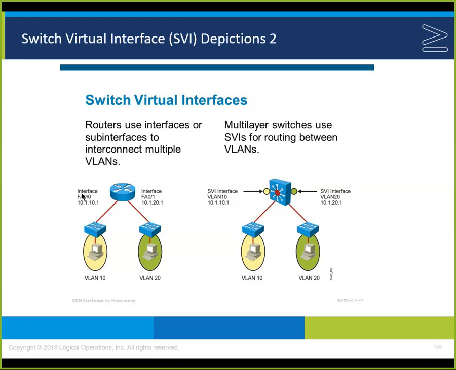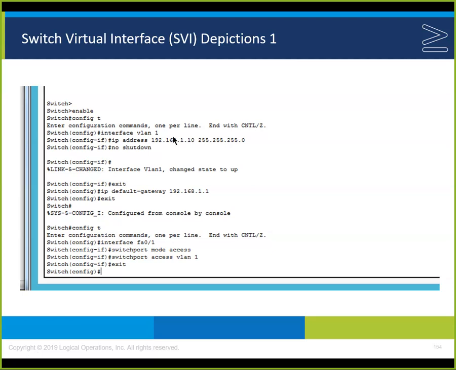Switched virtual interfaces for these things. The routers use interfaces or sub-interfaces to interconnect multiple VLANs. And if you think about it on the router, eventually we're going to run out of interfaces. We have a limited number of them. That's why the sub-interfaces and the switched virtual interfaces work well for us, because we can just keep making them. And the router on a stick works well with the sub-interfaces because we can just keep making them. Eventually, if you get too much traffic, we're obviously going to overload these things.